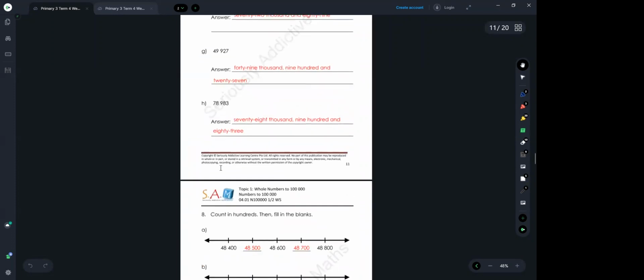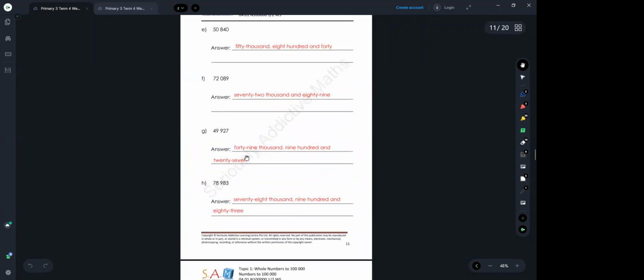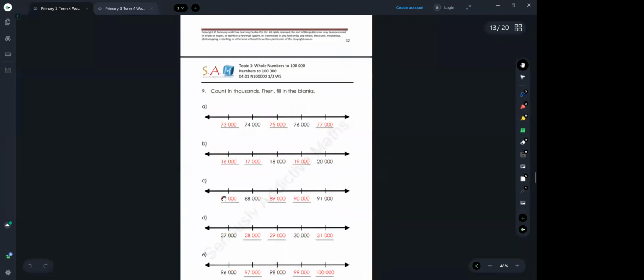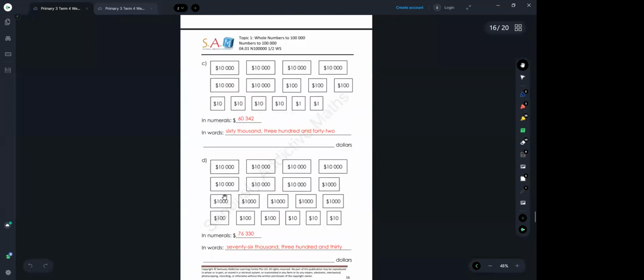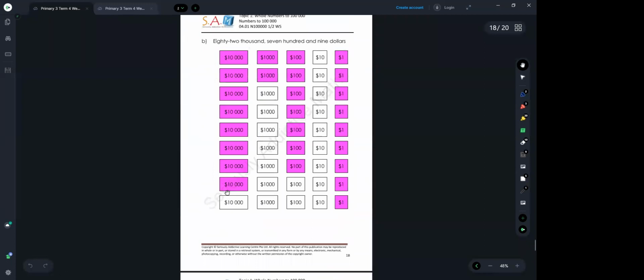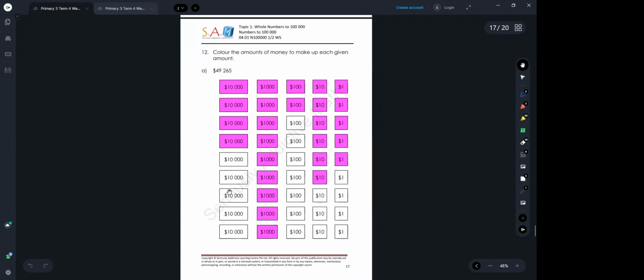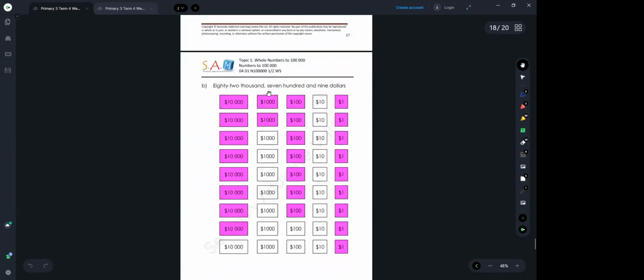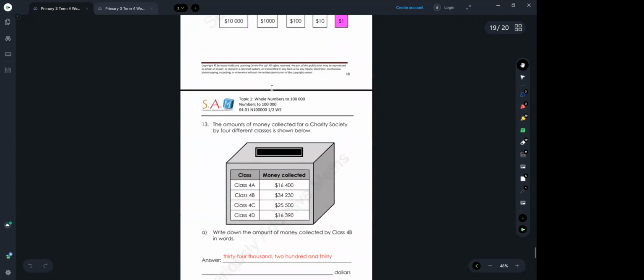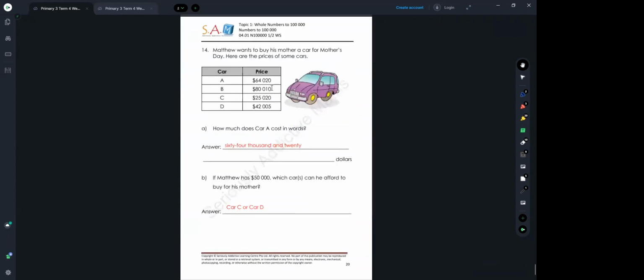So I would say perhaps get them to do G and H. All right, for spelling purposes, 40, remember, right? 40, okay, 900. And the rest are quite straightforward, right? I would say perhaps do question 12 with them, right? Color the amounts of money to make up each amount. So starting with 40,000 for 10,000s, right? 9,000, 1,000, and so on. Okay, just one question here. And then another question, perhaps question 14, and that's it. Okay, quite clear cut, right, in a sense.